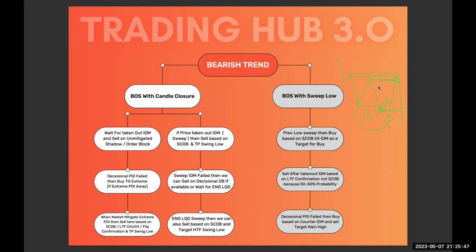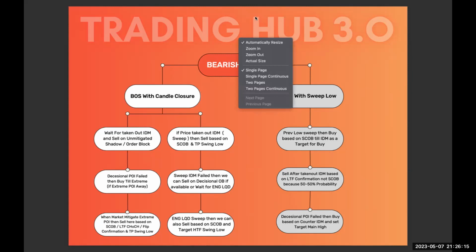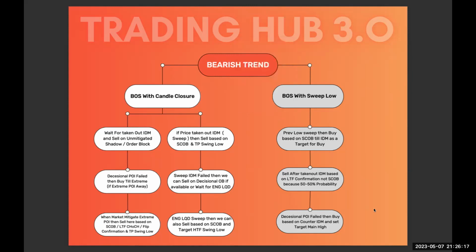Exactly. What happens if this is your counter trend, like IDM, this one? This one has failed, and then you have to buy here and target this high, right? Why? Because of the low sweep here, the probability is that the market can reverse to the upside. So you have to target the main high here. All right. Now switch to the next one.